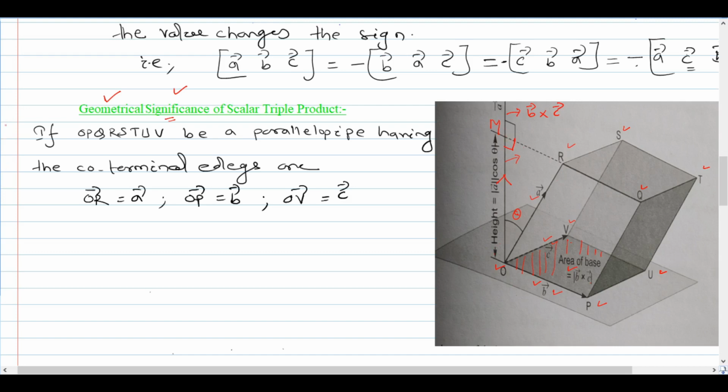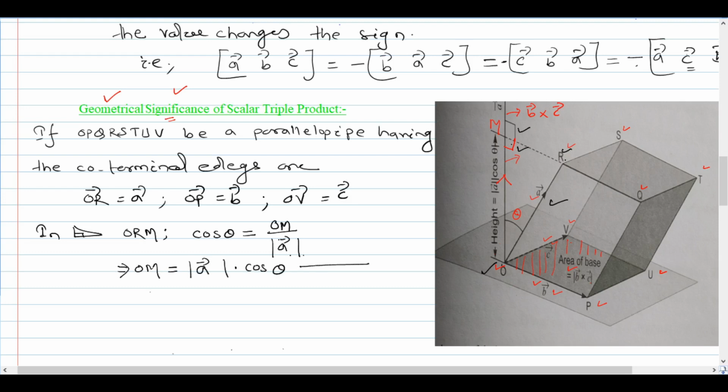ORM is the right angle triangle, so you can mention here, now in triangle ORM, that is a right angle triangle, what will cos theta be? In a right angle triangle, cos theta is base by hypotenuse. The base is OM by A vector magnitude. The hypotenuse is OR, since the right angle is at M, so the hypotenuse is the side opposite to it. So OM divided by the magnitude of A is base by hypotenuse, so that implies OM is equal to the magnitude of A into cos theta, equation number 1.